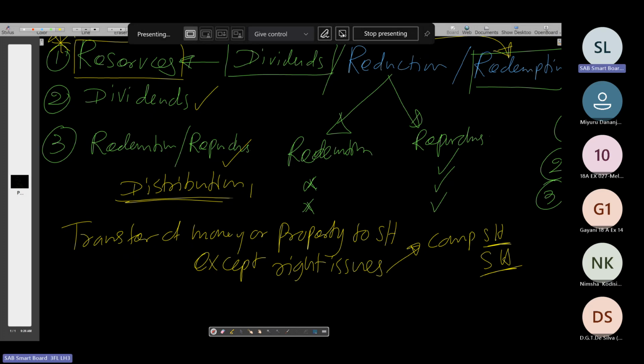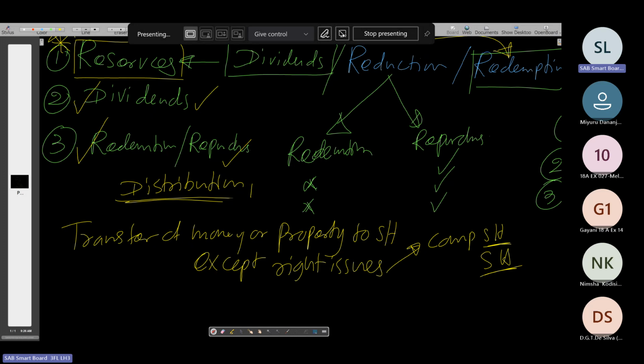So we have to remove that. That is not a distribution, right? It's not a distribution. Other than this one, transfer of money or property to the shareholder is known as distribution. Okay. So here we can identify what a dividend is. Now, when we consider these three options, distribution, or money goes out, here, dividend by payment of dividend, redemption and reduction. Because of redemption or reduction, then we can identify the dividend.